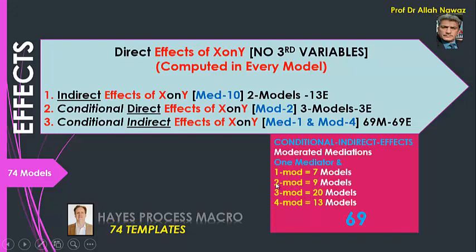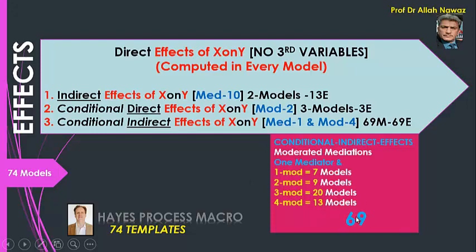Then there are 2 moderators with 1 mediator, there are 9 models. To compute the effect of 3 moderators on the mediation model, there are 20 models. And finally, we can use 4 moderators on the mediation model and create 13 effects or 13 models.